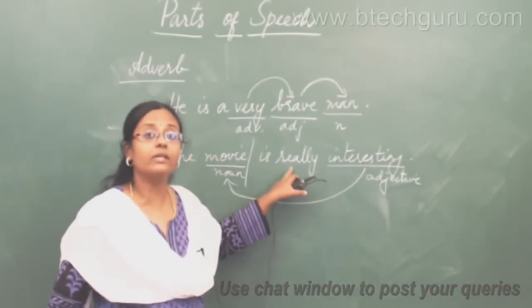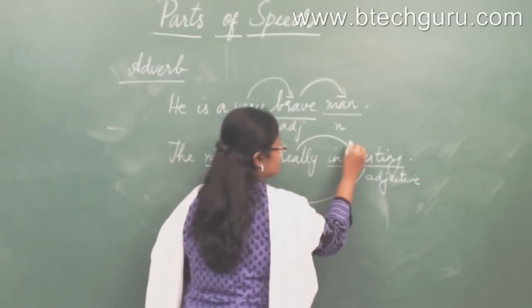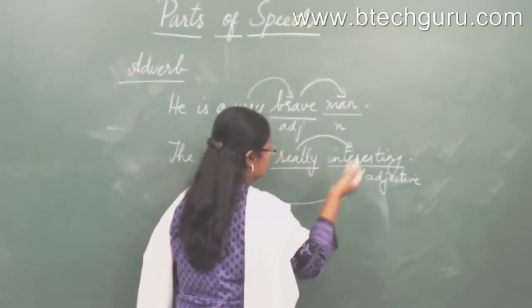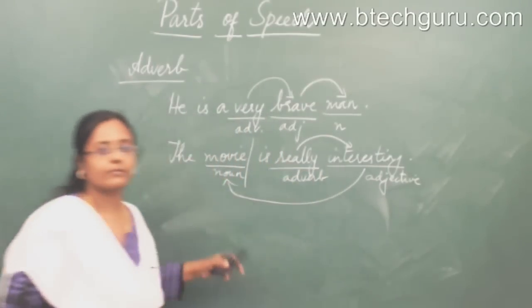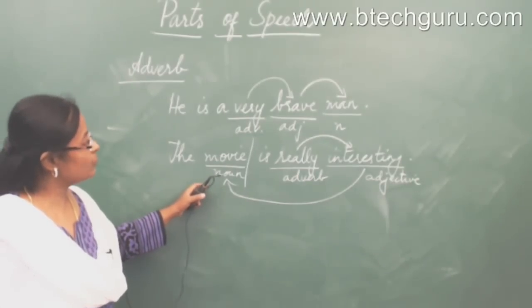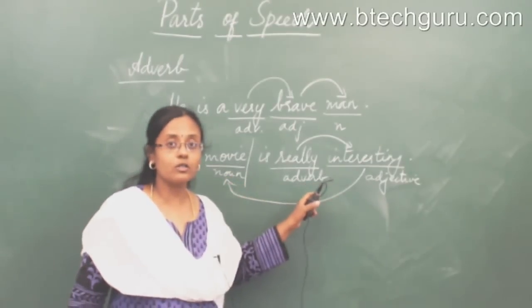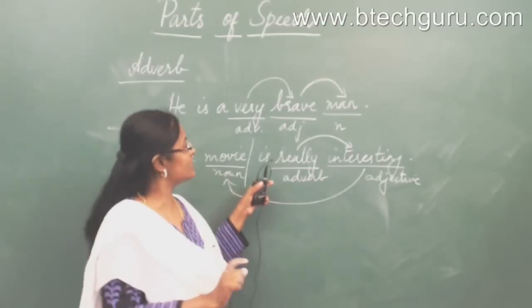This word talks about the noun movie, so it is an adjective. Now look at this word really. What does this do? It talks about interesting. How interesting? Really interesting or very interesting. So it is an adverb. Right? Then we can see another example where an adverb talks more about an adverb. It adds more meaning to another adverb in a sentence.